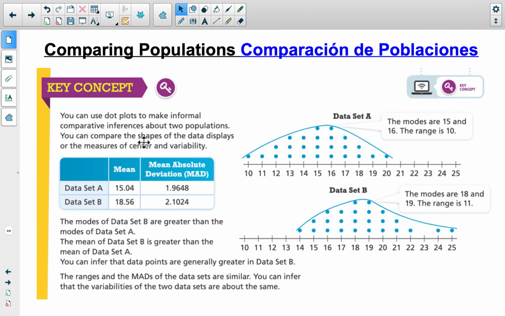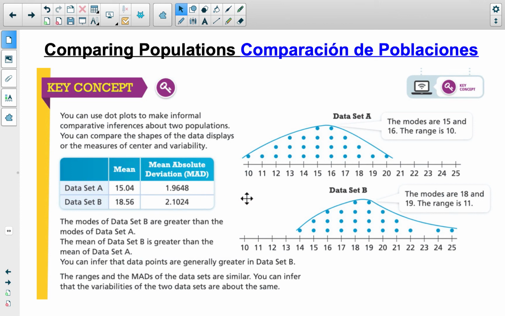Just some key points here. We can use dot plots to make informal comparative inferences about 2 or more populations. Dot plots really allow us to see shape, which is great as we see with data sets A and B. I see the middle of data set A tends to be lower than the middle or spread of data set B. The mode of data set A is 15 and 16, where the range is 10. Remember, range is biggest value minus smallest value. And you can see the values here with the mode of 18 and 19 and the range being 11.